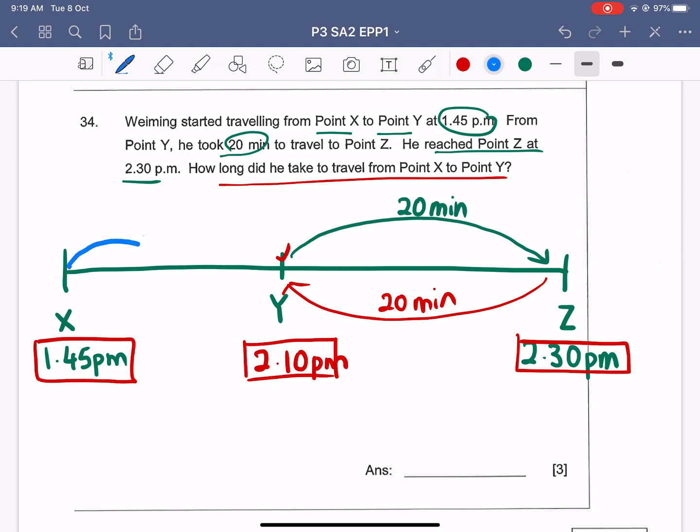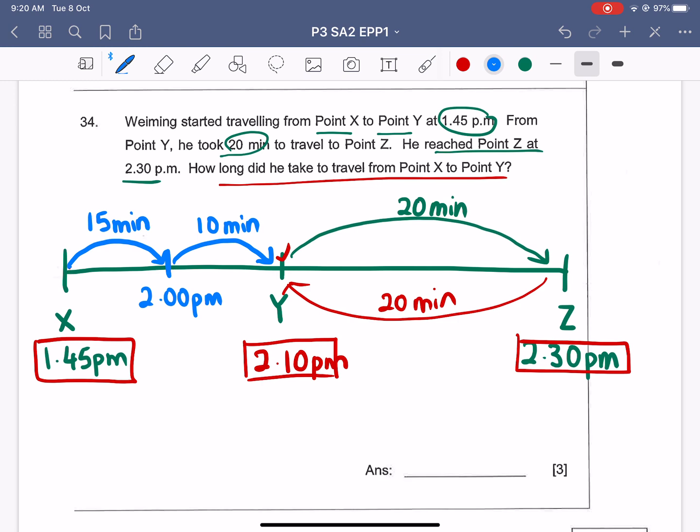Now let's skip to a nice hour first. 1:45. What is the next nice hour? It's going to be 2 p.m. And between 1:45 and 2 p.m, it is a whole 15 minutes. So 15 minutes has passed, then it's 2 p.m. Now what about from 2 p.m. to 2:10 p.m? It is a total of 10 minutes.